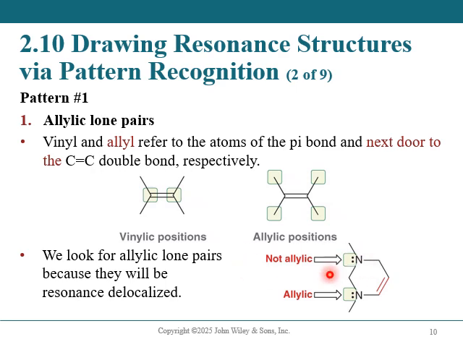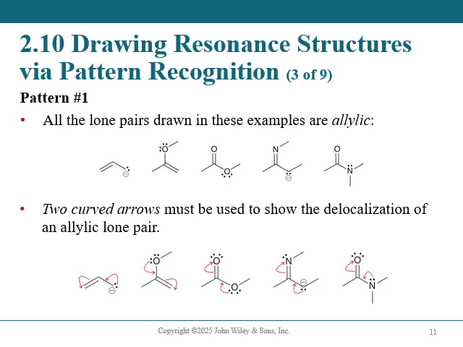It's important that we understand this difference, because resonance depends on whether you're in the allylic position or not. So I would expect resonance between these in this area, but not in this area, definitely. We look for allylic lone pairs because they will be resonance delocalized. All the lone pairs drawn in this example are allylic. Double bond, neighbor, double bond, neighbor, double bond, neighbor, and so on. You get the idea. That's one of the patterns that we are looking to recognize.